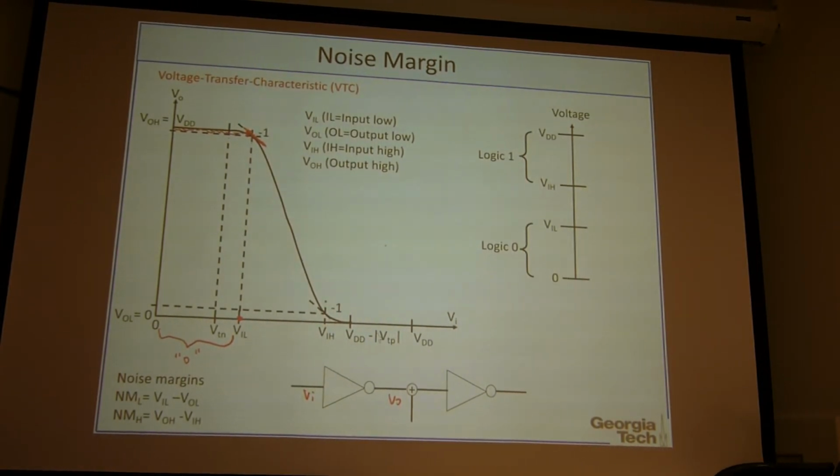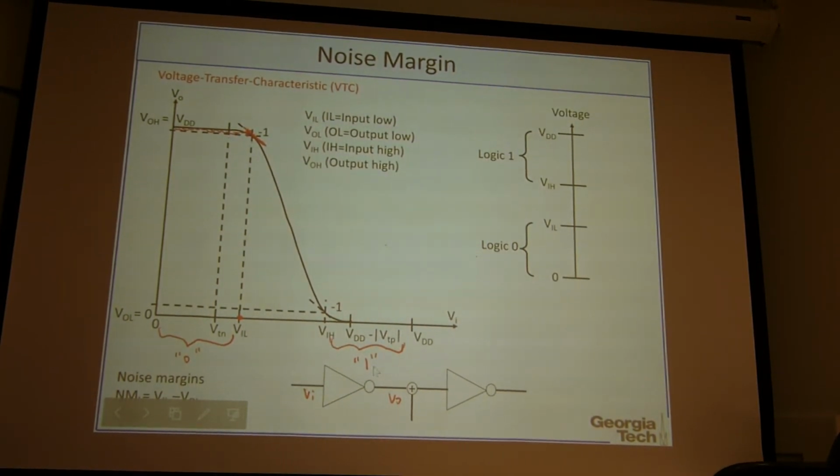Similarly, you can define the input voltage high range. So that is from this VIH to the VDD. In this range, you can think this is a logic high input, because the output will be fairly low, close to 0.